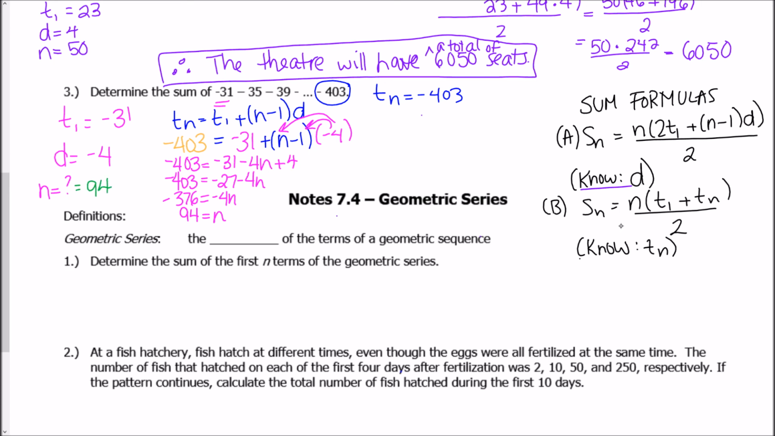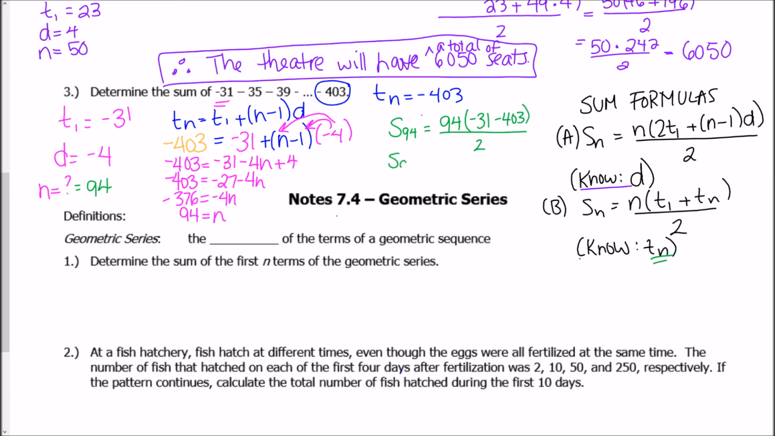So I can use either formula, because for this one I need to know d, which I know, and for this one I need to know the last term, which I also know. So let's use this formula since we haven't used it yet. I want to find the sum of the first 94 terms. So S sub n is going to be S sub 94. This n is 94. T sub 1 we know is negative 31. T sub n we know is negative 403. And that's all going to be over 2.